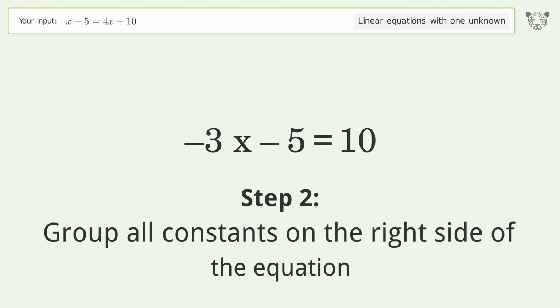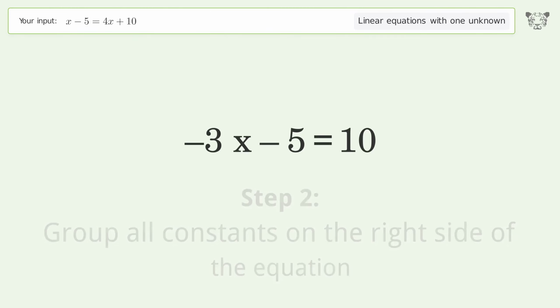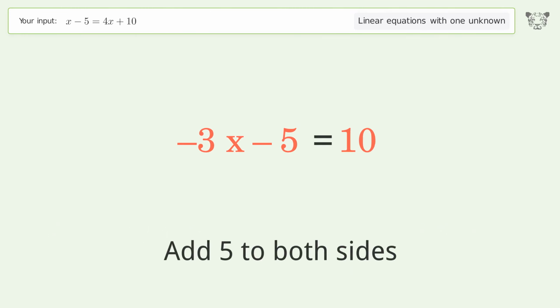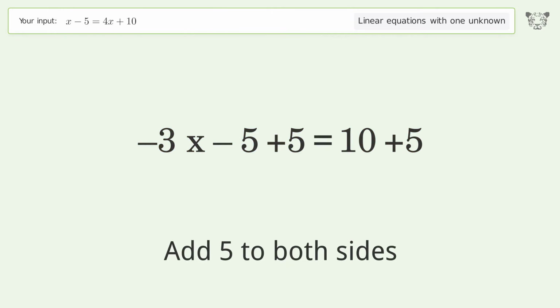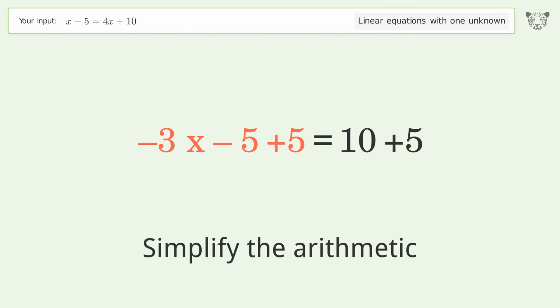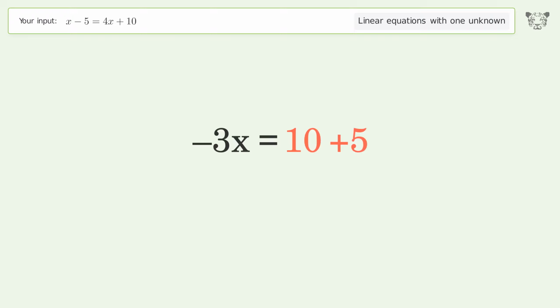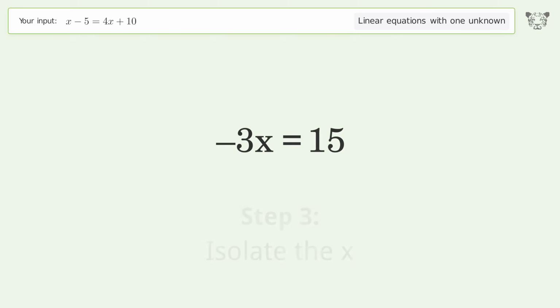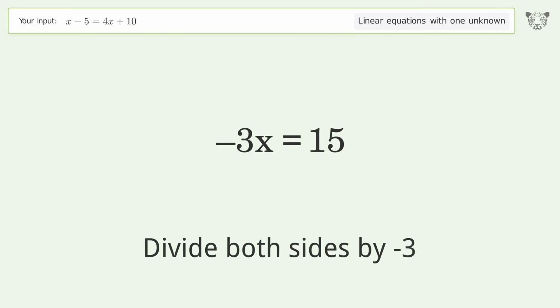Group all constants on the right side of the equation. Add 5 to both sides. Simplify the arithmetic. Isolate the x. Divide both sides by -3.